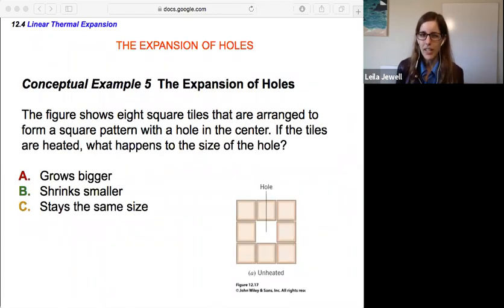Now, what if we have holes? Let's look at this conceptual example. Figure shows 8 square tiles that are arranged to form a square pattern with a hole in the center. If the tiles are heated, what happens to the size of the hole? Does it grow bigger, shrink smaller, or remain the same size? So I want you to think about this for a moment, come up with an answer before you go on. So go ahead and pause the video now.